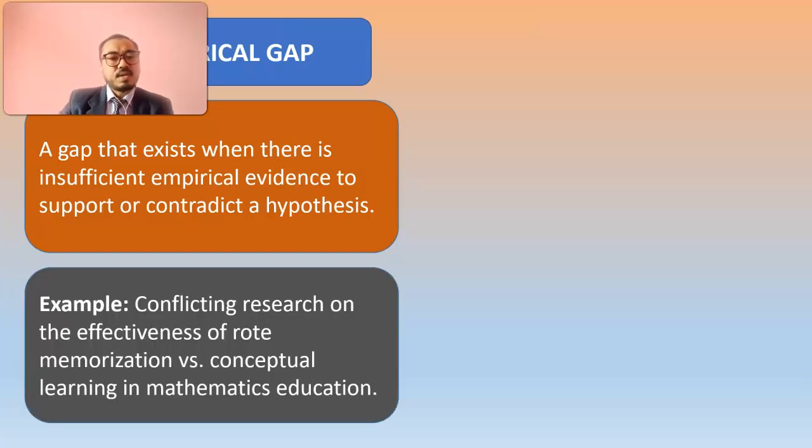For example, conflicting research on the effectiveness of rote versus conceptual learning in mathematics education. There is still a debate about what type of learning is more effective in mathematics. Some say rote memorization is good, some say conceptual learning is good, but if you look from both angles, both are needed.